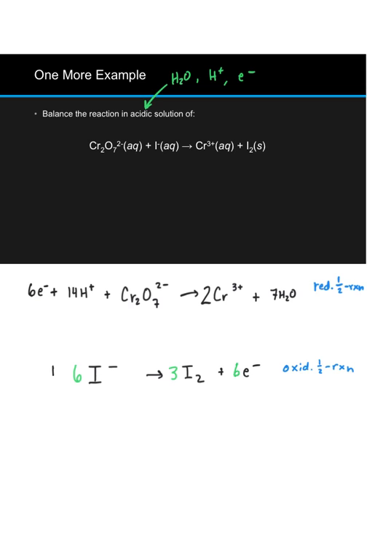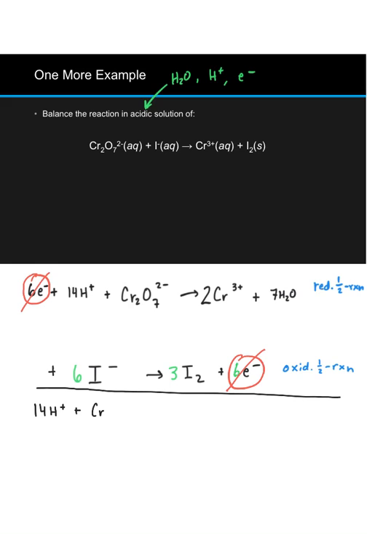Now we can add the reduction and oxidation half reactions together to get an overall reaction. We can get rid of anything that's the same on opposite sides of our reaction arrow. 6 electrons go away. Everything else is unique to each half reaction. We have 14 H pluses, a dichromate, and 6 iodides on the left-hand side.